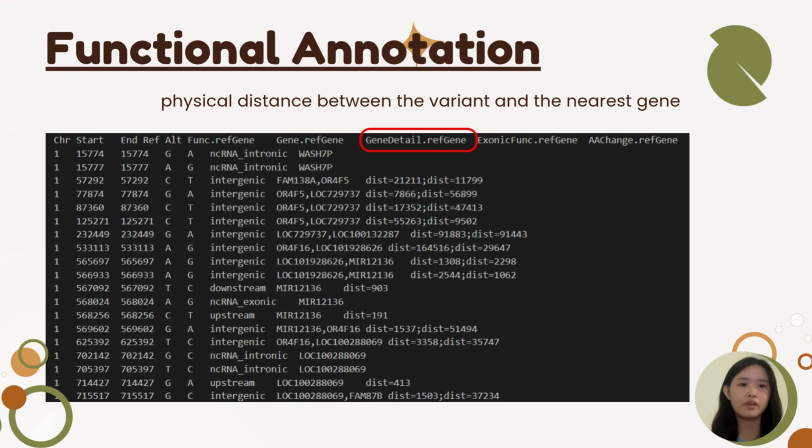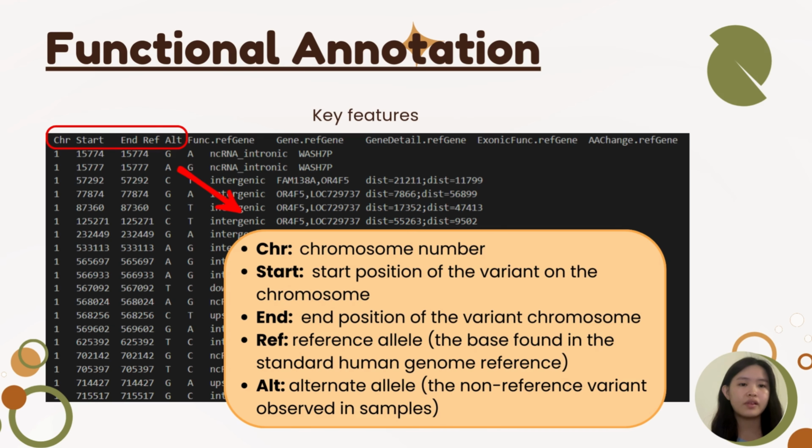In our result, exonic variants are classified as either synonymous or non-synonymous single nucleotide variant (SNV). A synonymous SNV is a single nucleotide change that does not alter the amino acid sequence, whereas a non-synonymous SNV causes an amino acid change. AAChange.refGene provides the specific amino acid change caused by the variant. Other features, such as CHR, start, end, REF, and ALT indicate chromosome number, start position, end position, reference base, and alternate non-reference alleles that occur in at least one of the samples.